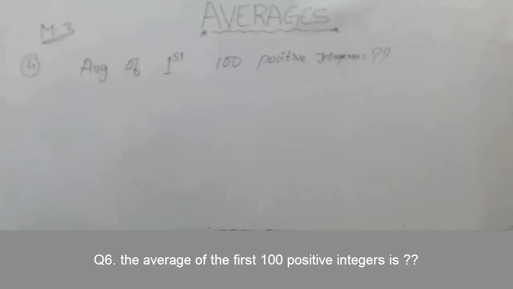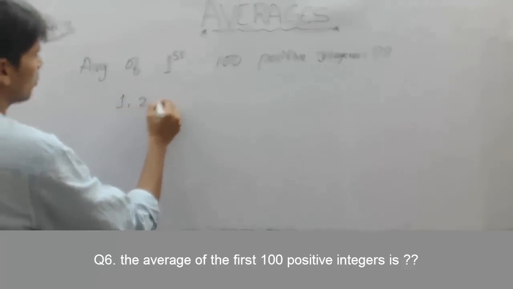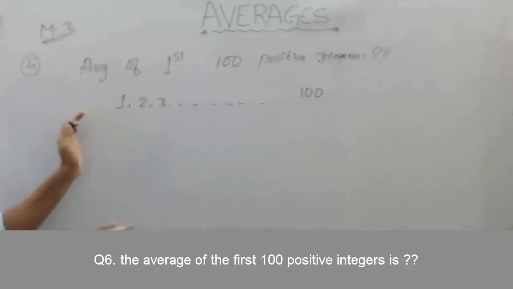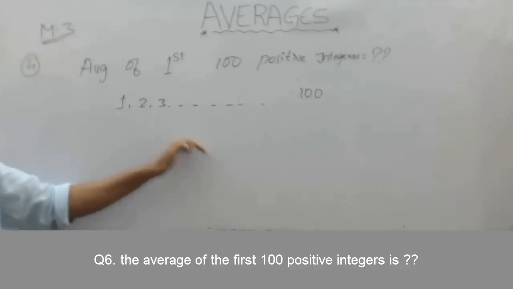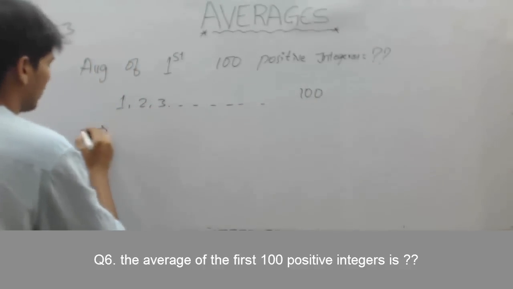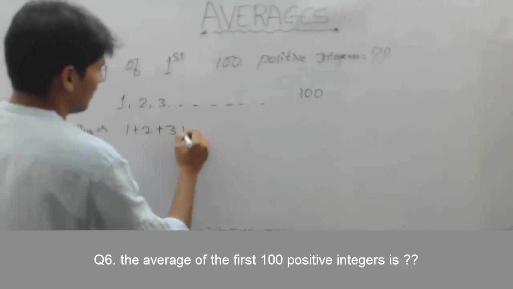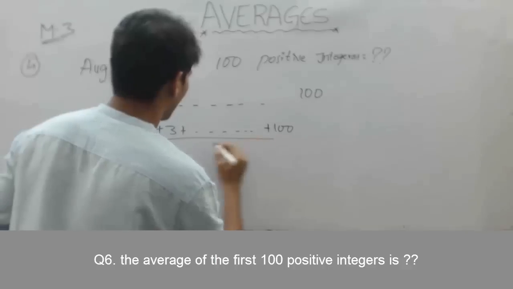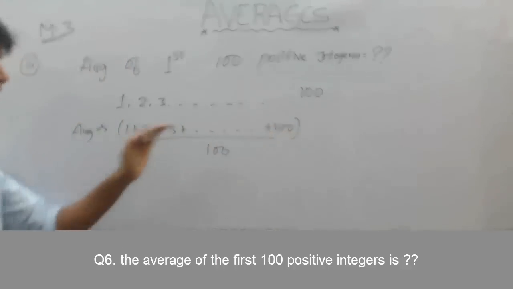So actually what are the first 100 positive numbers? That will be 1, 2, 3 and so on up to n. To find the average we know that it is the sum of the observations divided by the total number of observations. So how are you going to take the average? 1 plus 2 plus 3 and so on up to 100 divided by the total number of observations. But calculating the sum would be somewhat difficult.